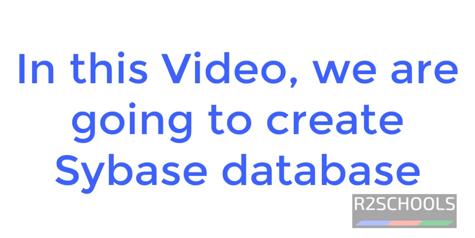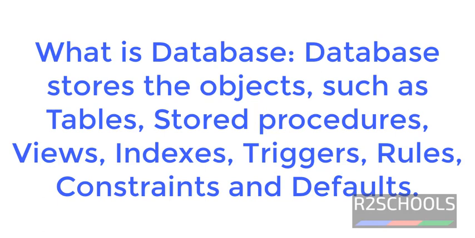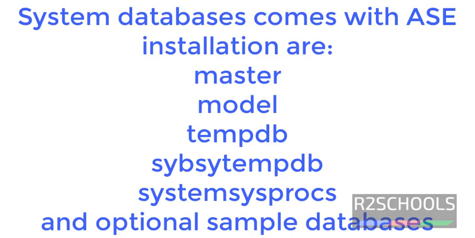In this video, we are going to create a Sybase database. A database stores the objects such as tables, stored procedures, views, index, triggers, rules, constraints, etc. When we install Adaptive Server Enterprise, that is ASE or Sybase, it contains system databases. Those are master, model, tempdb, sybsystemdb, sybsystemprocs, and sample databases.